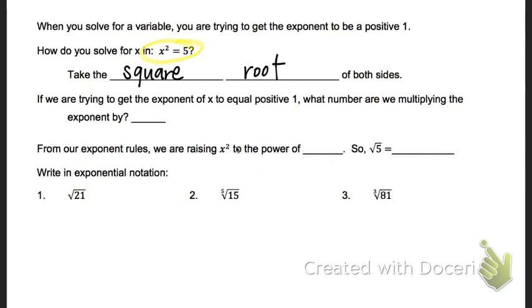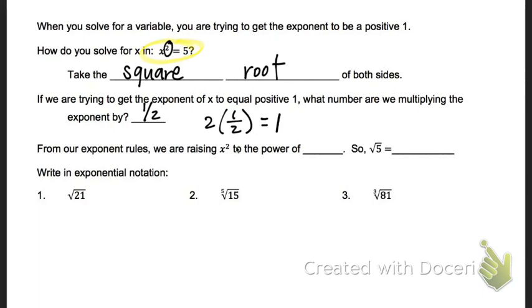So if we're trying to get the exponent of x equal positive 1, what number are we multiplying the x by? So 2 times what gives me 1? What's the reciprocal of 2? Oh, 1 half. I thought it was negative 1 over 2. That's the negative reciprocal, but just the reciprocal is 1 half.